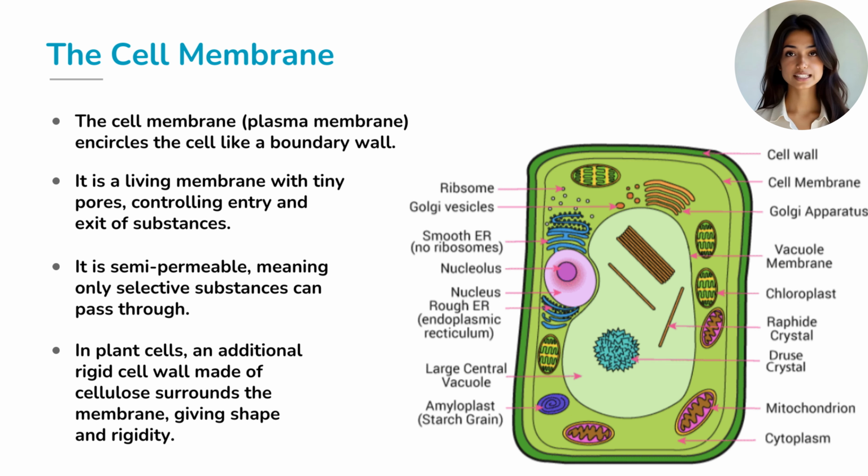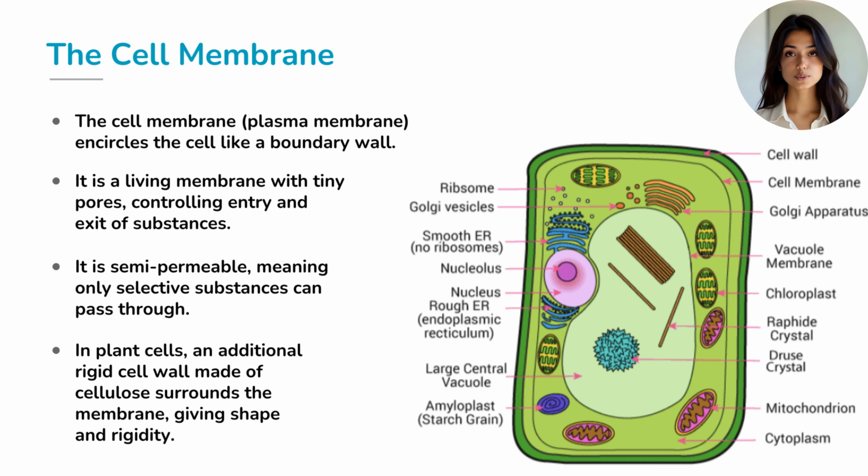Now imagine a city's security system. There are gates and checkpoints that allow only authorized people to enter or leave. The cell membrane works exactly the same way for a cell. On the slide, there's a valuable diagram of a plant cell highlighting the cell membrane and other structures. Notice that the cell membrane, also called the plasma membrane, forms the thin boundary surrounding the entire cell. It is a living membrane with tiny pores and plays a critical role. It controls what enters and leaves the cell.